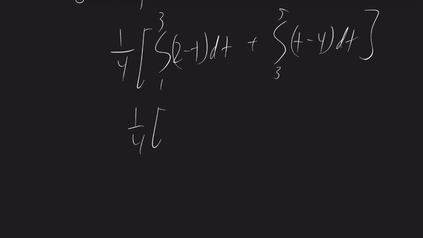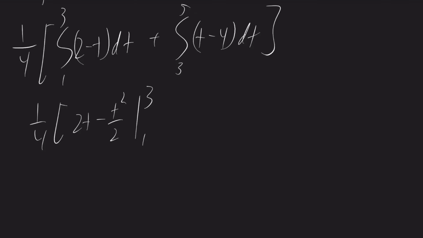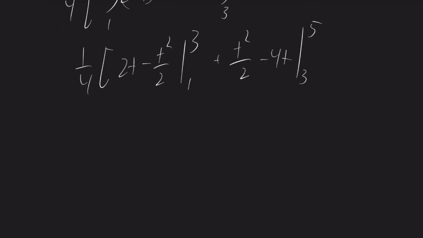For this first integral, the integral of 2 will be 2t. The integral of negative t will be negative t squared over 2. That will be bounded between 1 and 3. For this next one, the integral of t will be t squared over 2. And the integral of negative 4 will be minus 4t, bounded from 3 to 5. I'll plug in these bounds.